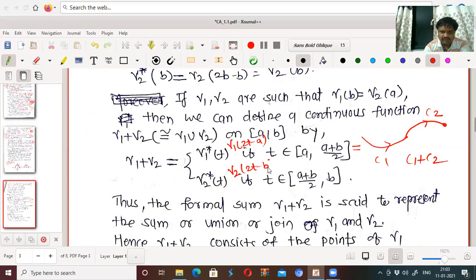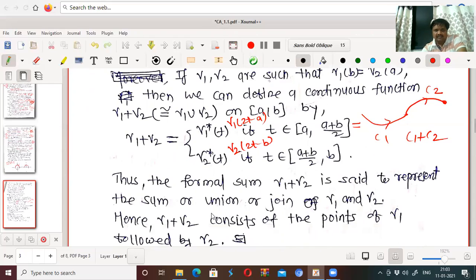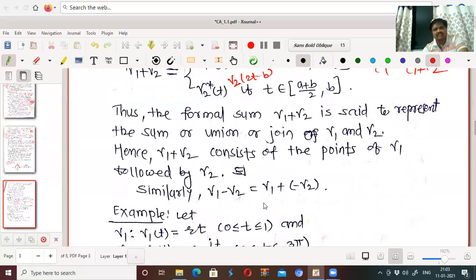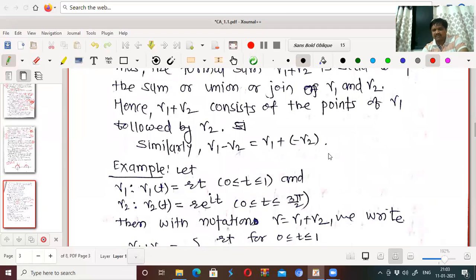2t minus b, where t belongs to (a+b)/2 to b. Thus the formal sum gamma 1 plus gamma 2 is said to represent the sum or union or join of gamma 1 and gamma 2. Hence gamma 1 plus gamma 2 consists of the points of gamma 1 followed by the points of gamma 2. So you have to join the two curves only. Similarly, gamma 1 minus gamma 2 is gamma 1 plus minus gamma 2.